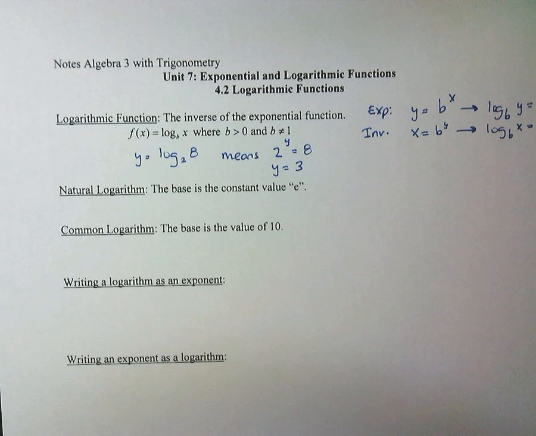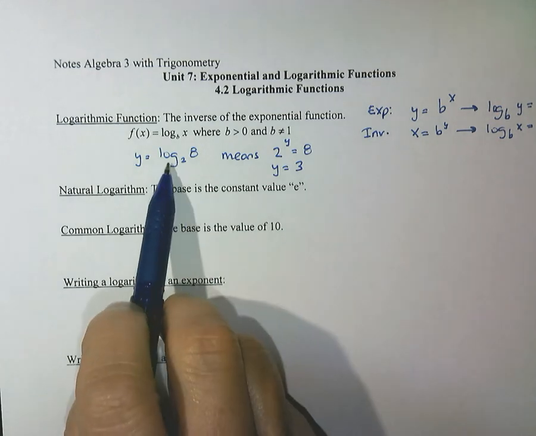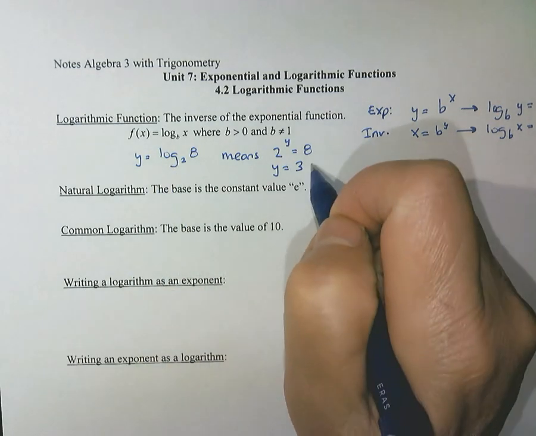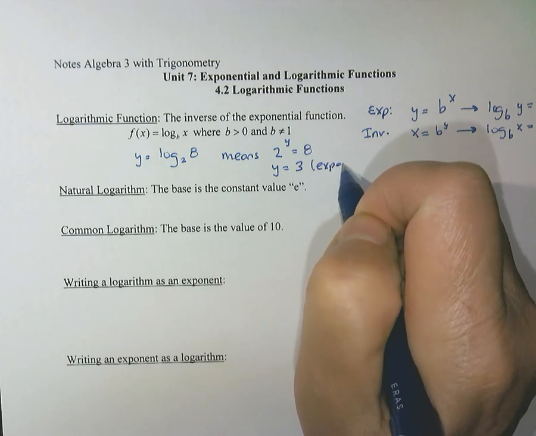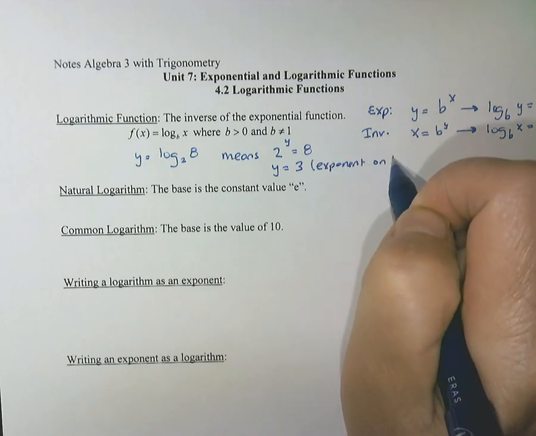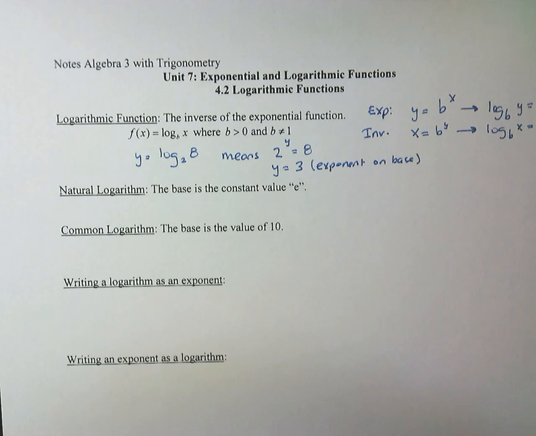So when you're solving a logarithmic equation, you're looking for the exponent. This 3 is the exponent on the base. So for most people, when you're doing logarithms, it's easier to think about exponents, since that's what you've been using before, and then convert from a logarithm to an exponent. So a lot of information coming here.